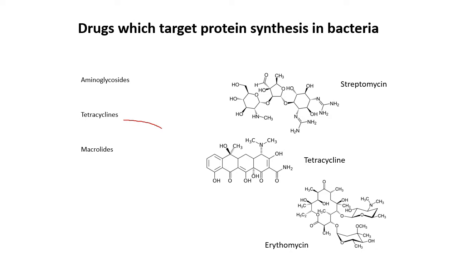Tetracyclines, again, does what it says on the tin. You have four cyclic rings from tetracyclines. Then the macrolides, we see down here. We'll look at these in some detail.